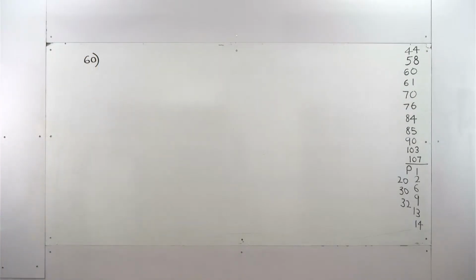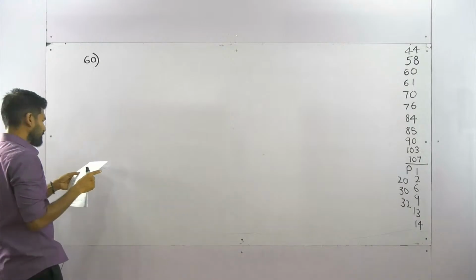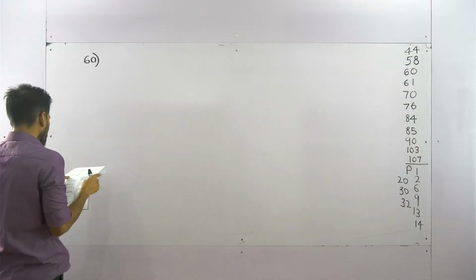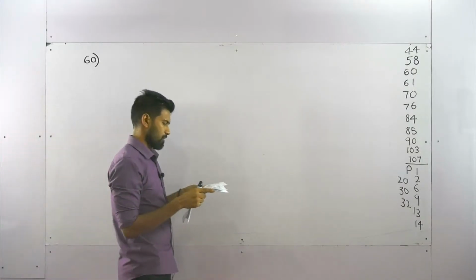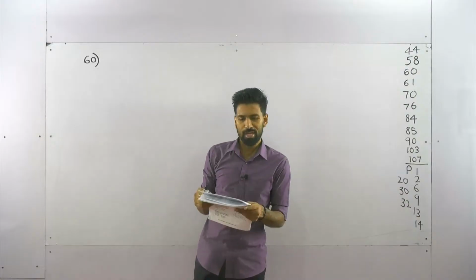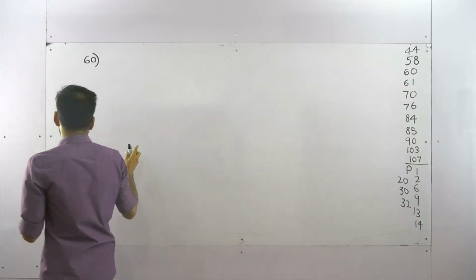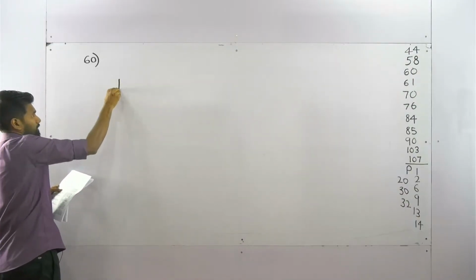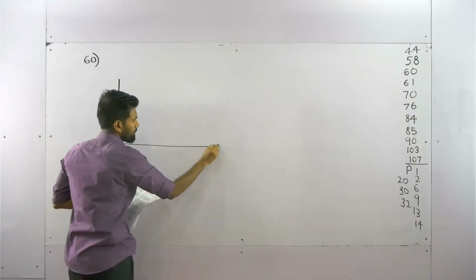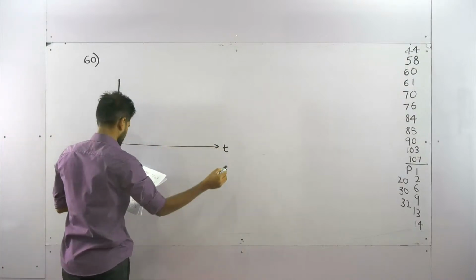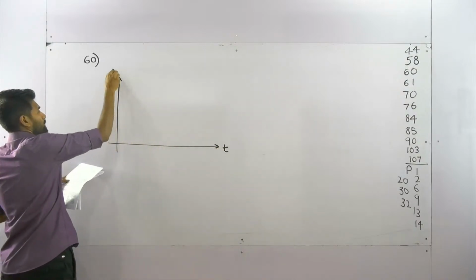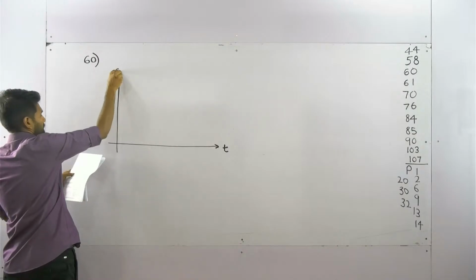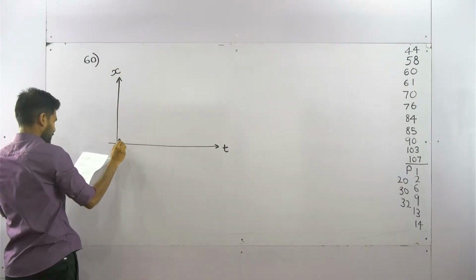Question number 60. The position time graph of an object moving in a straight line is shown below. The object has 0 velocity at... So, they say this is the position time graph. Let's see what this position time means. So, this is the nature of the graph.